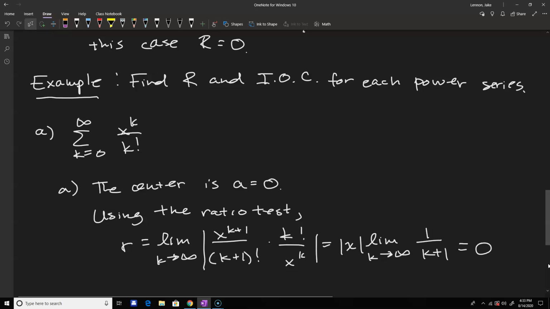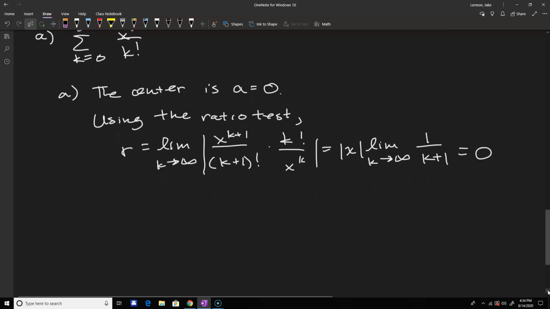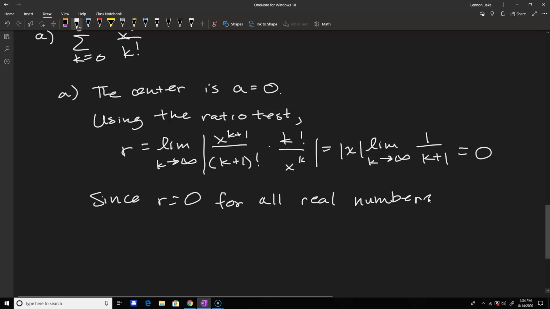and the radius, okay, so we get r equals 0. So what does that mean here? Since r equals 0 for all real numbers x, that means the series converges absolutely for all x.